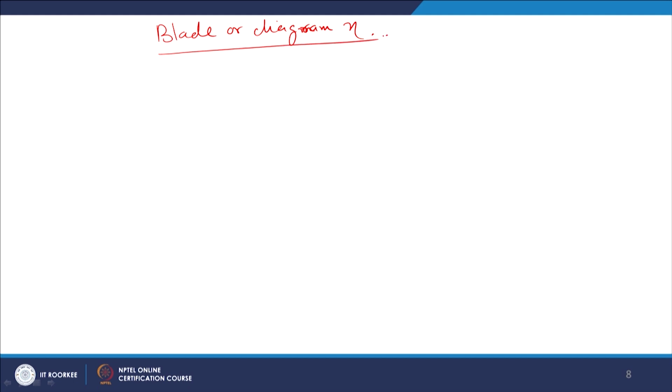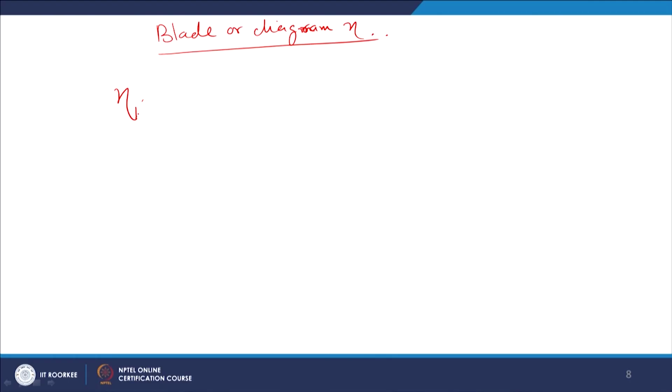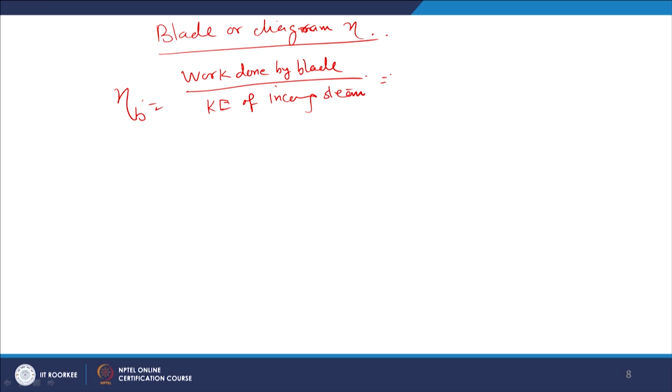Blade, either we call it blade efficiency or we call it diagram efficiency. Now blade efficiency is work done by the blade divided by kinetic energy of incoming steam. Now what does it mean? It means steam is coming with certain kinetic energy, right.